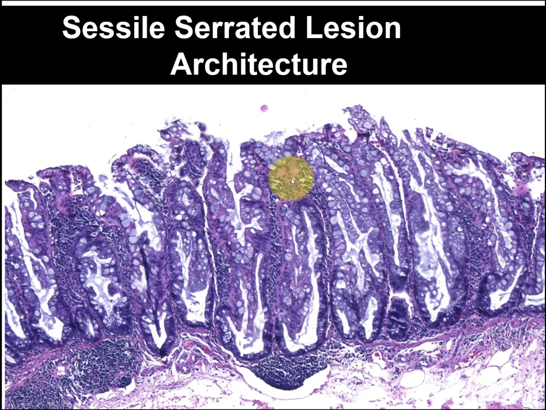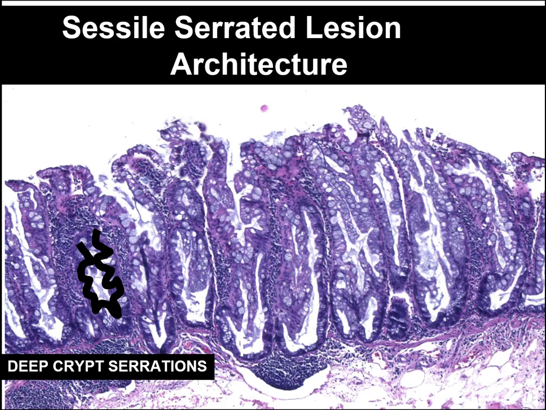So let's just go over the features very quickly. Let me get this out of the way. On the surface, there is serrations. There's that hypermucinous epithelium. Does that help me make the distinction between the two? Absolutely not. I'm looking at the mid part. I'm looking at the base of the lesion. The answer is in the base. Serrations that go all the way to the bottom is a feature of SSLs.